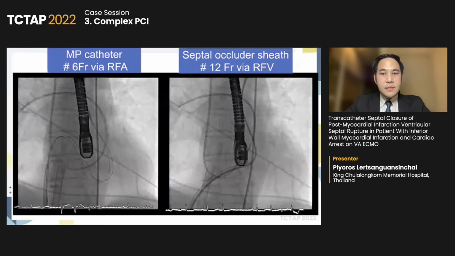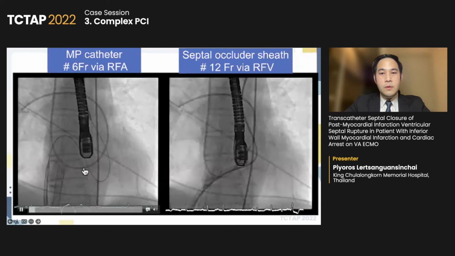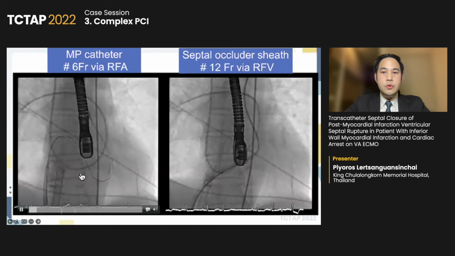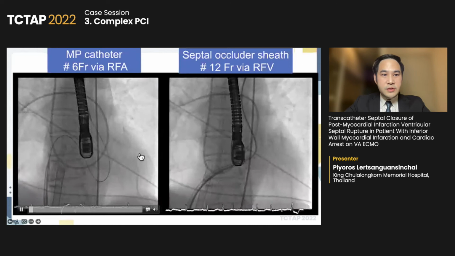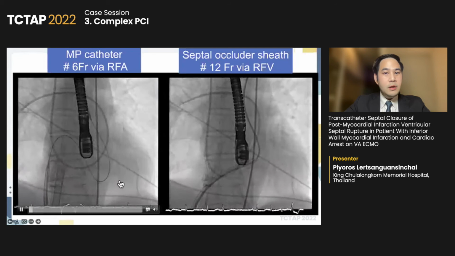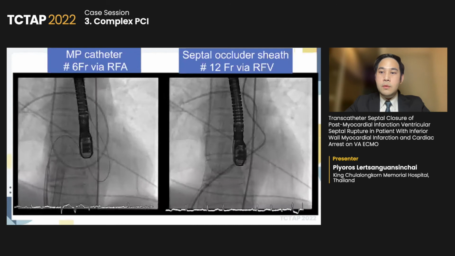After we selected the proper device, we advanced a 12 French septal occluder sheath via the right femoral vein to load the device. But we couldn't advance the septal occluder sheath through the LV due to angulation of the AV loop. So we advanced a 6 French multipurpose catheter via the left femoral artery to support advancement of the septal occluder sheath. At the end, we could advance the 12 French septal occluder sheath to load the device.